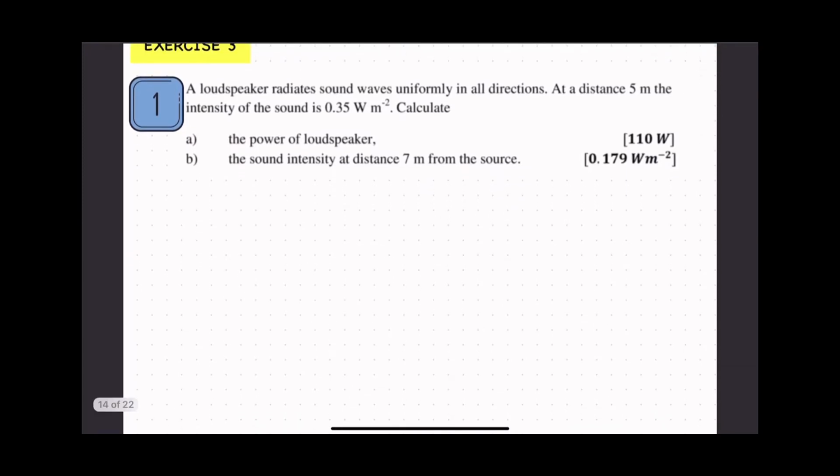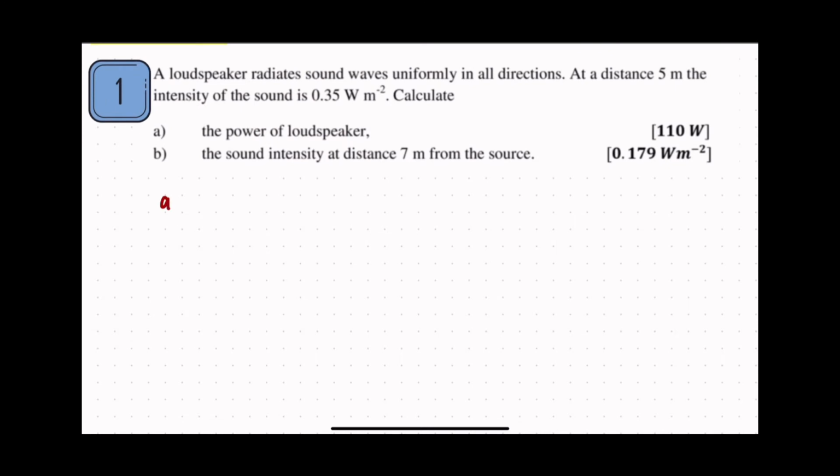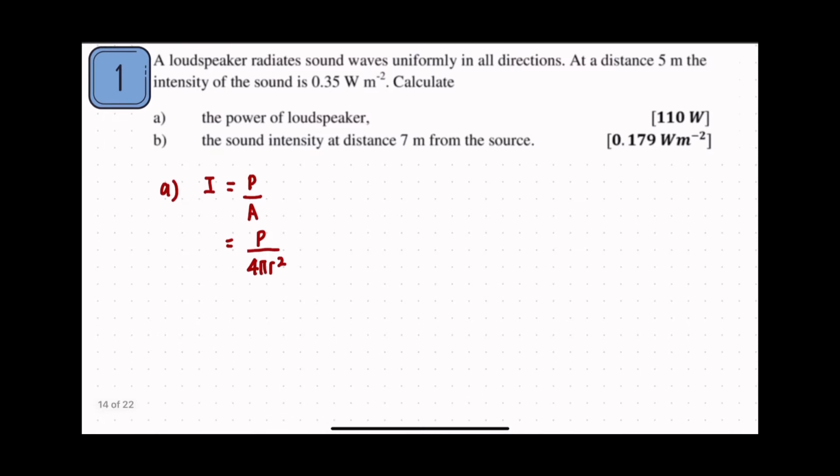So, based on the equation of intensity, I is equal to power over area. The area, as you know, for the sound intensity covers the area of a sphere. So we can change this formula to P equals I times area, where area is 4 pi r squared, the area of the sphere.